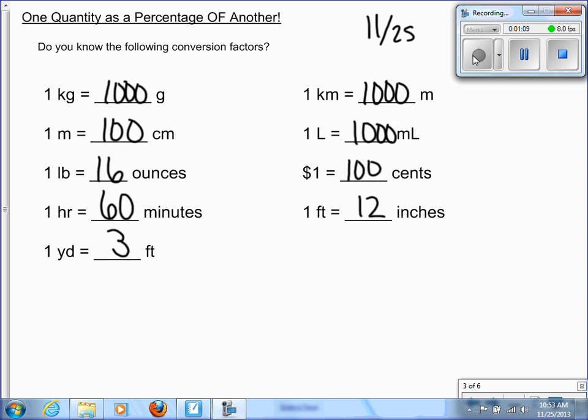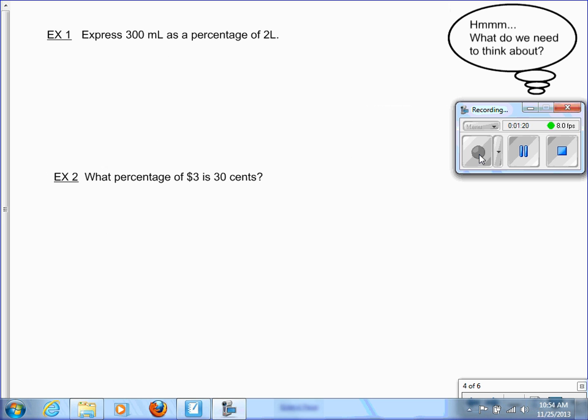Okay, so we're going to be using these. If there's any of these you don't know, you're going to have to memorize them so you can quickly access them. Okay, so looking at example 1, it says to express 300 milliliters as a percentage of 2 liters.